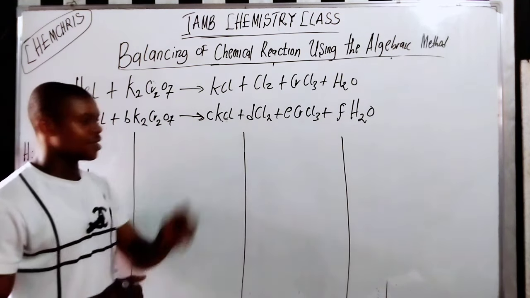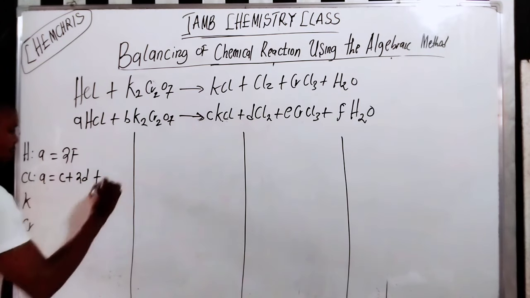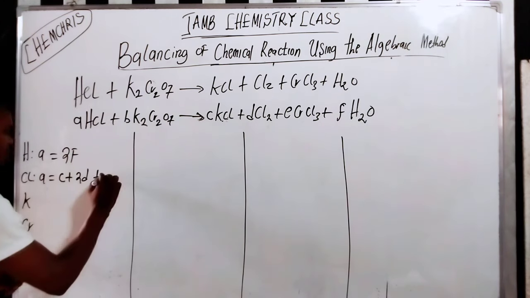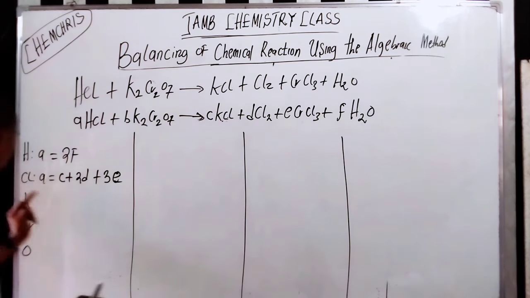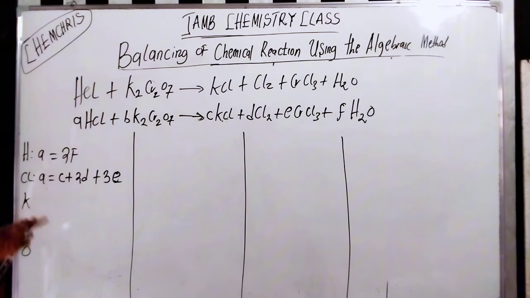How do I get 2D? 2 times D here. Do you understand? Plus 3E. Can you see that? 3E. So we are done with this chlorine here. Now let me move to potassium here.